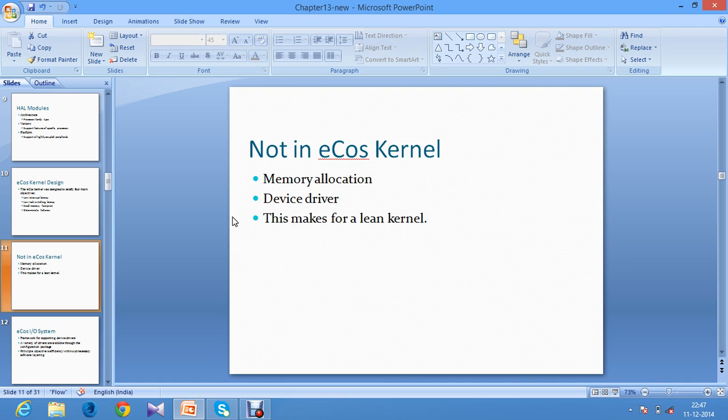The next one is what is not there in the eCos kernel. Some functionalities that are typically included in the kernel of an OS are not included in the eCos kernel. For example, memory allocation is handled by a separate package. Similarly, each device driver is a separate package.